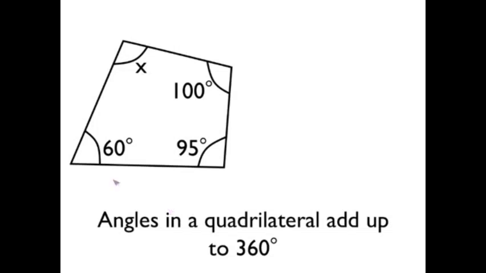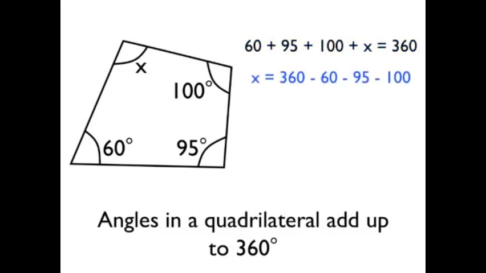So angles in a quadrilateral add up to 360 degrees. So we can say that 60 add 95 add 100 add x is equal to 360 degrees. Or another way of thinking that would be to say, if we start with our 360 degrees, we take away 60, take away the 95, take away 100, what we would be left with is x. So x, angle x, must be equal to 105 degrees.